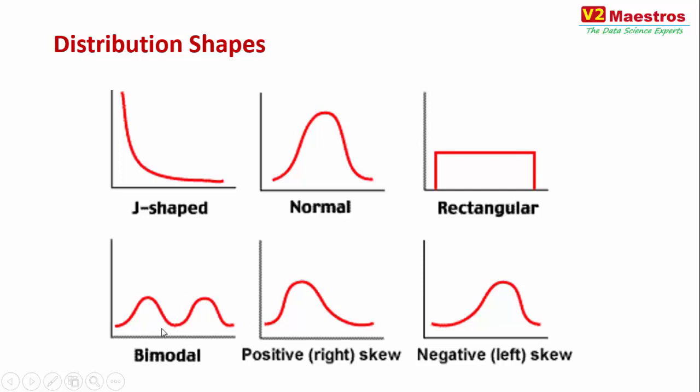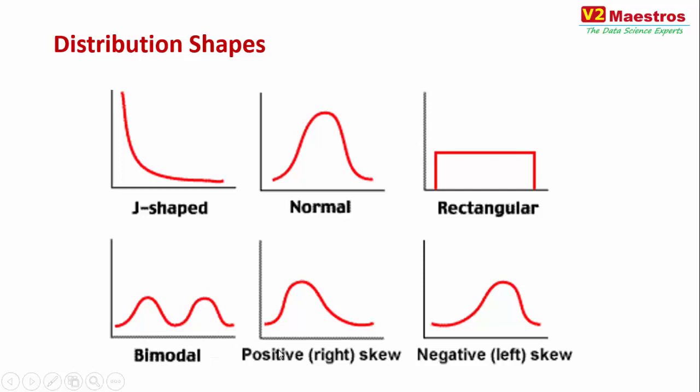In a bimodal distribution, you see two bumps or two mountains in the distribution. That's why it's called bimodal. On the lower side, there is a bin that has a lot of values. On the higher side, there is another bin that has a lot of values.